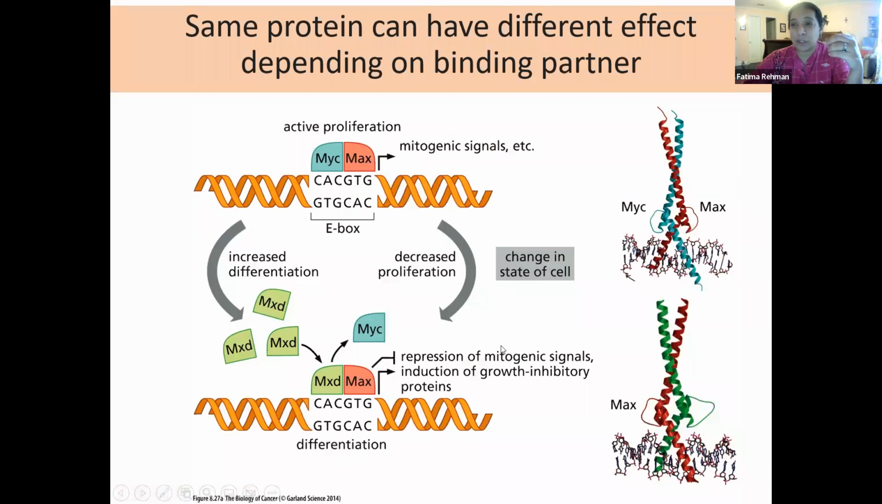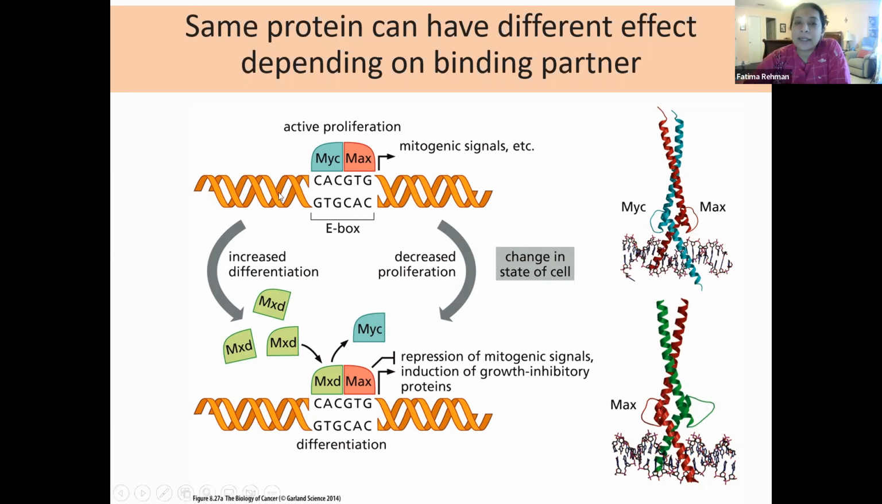They can bind directly to the DNA itself, or they can bind to the repressors as well to minimize their effect and activate gene expression. Same proteins can have completely different binding partners, which can have different effects. A protein can act both as a repressor and as an activator depending on what binding partner it binds with.